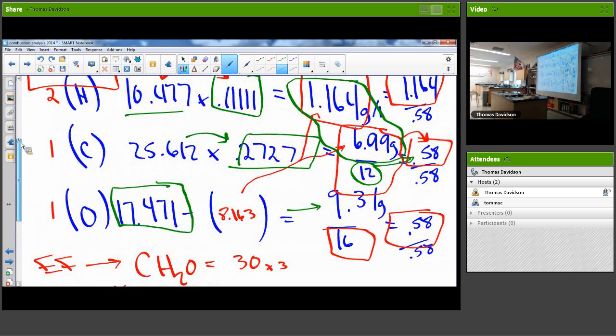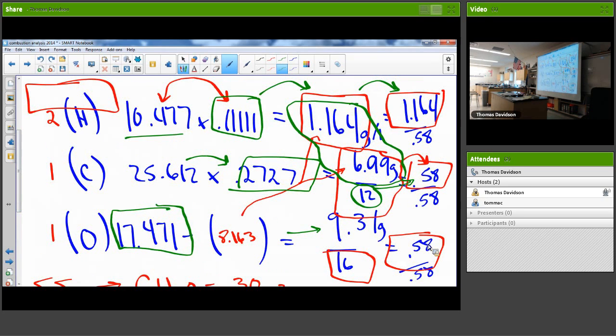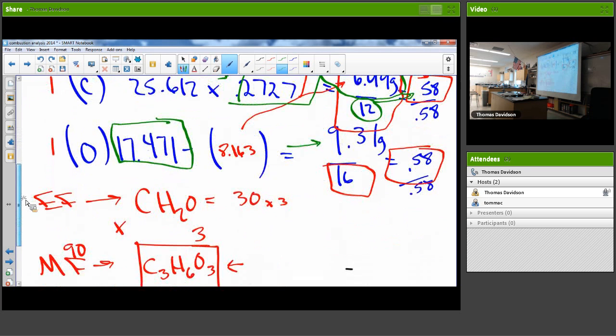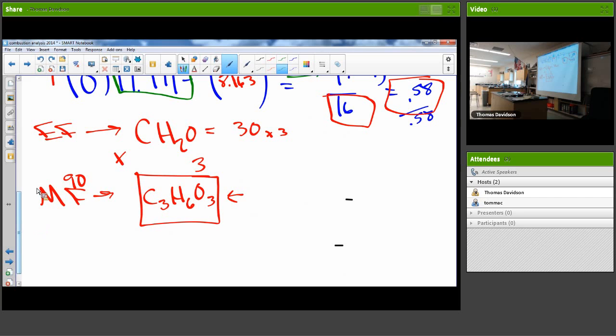Now you have all three in moles. 0.58, 0.58, and 1.164. This one, you could do this one in your head. These are both ones, and 1.16 is definitely twice as much as 0.58, right? So you end up with CH2O every time. All right, that's your empirical. Then you need molecular to equal 90, and you're off to the races.